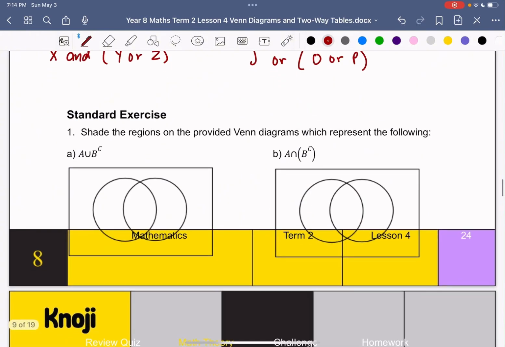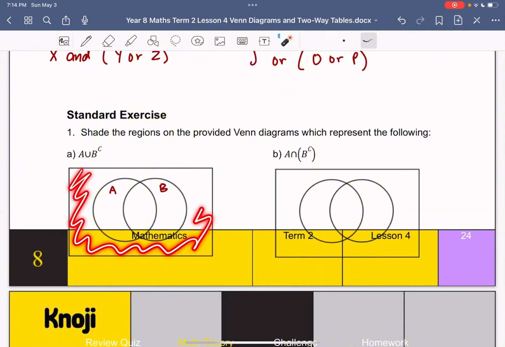Now moving on to standard exercise, this is saying A or the complement of B. So if I say that this is my A, this is my B, A or the complement of B. So anything aside from B, and including A.